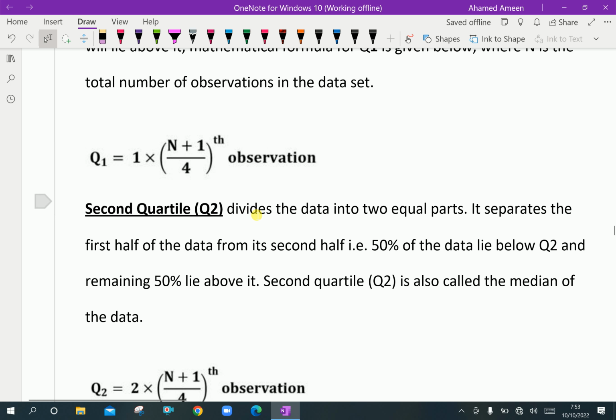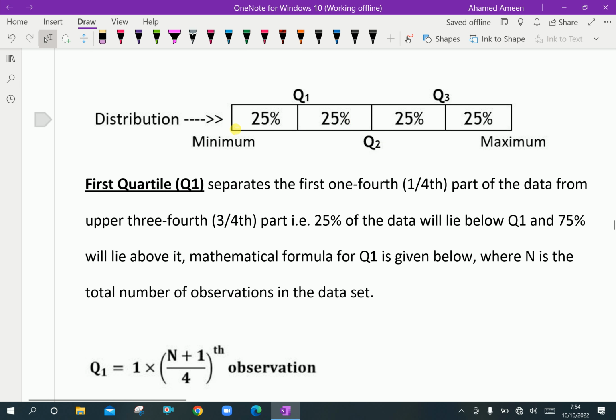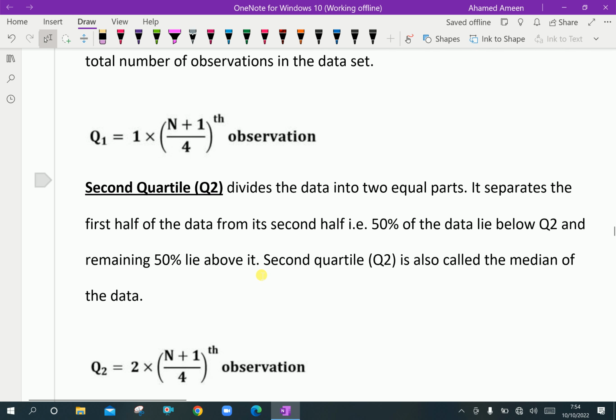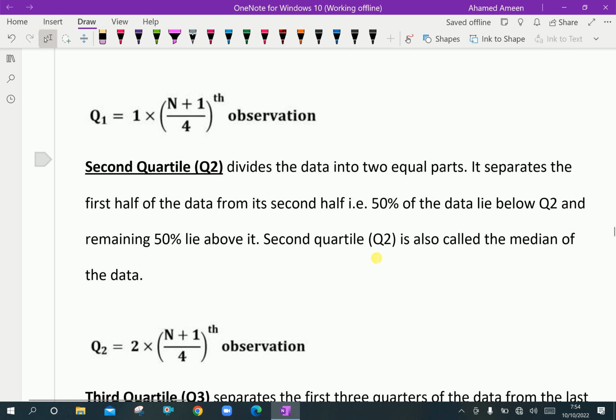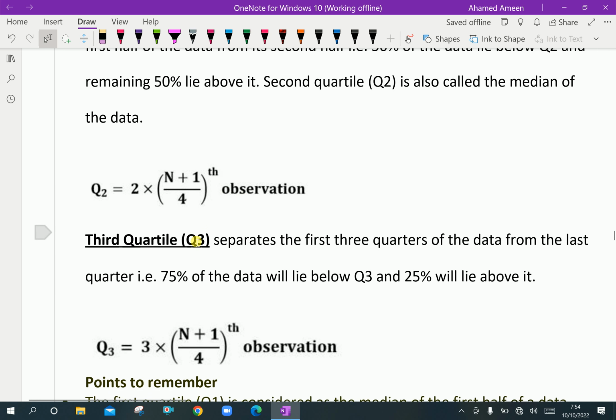The second quartile divides the data into 2 equal parts. It separates the first half of the data from its second half. That is, 50% of the data lie below Q2 and the remaining 50% lie above it. That means 50% above and 50% below, that is the median. The second quartile is also called the median of the data. Q2 is 2 into n plus 1 by 4th observation.